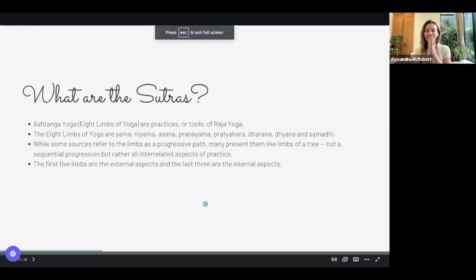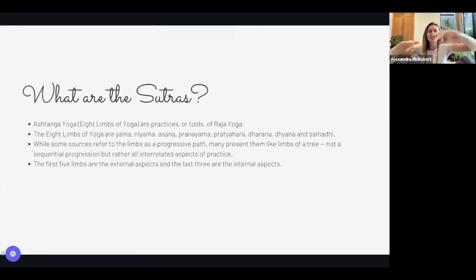There we go. Okay, so what are the sutras? So Ashtanga yoga, the 8 limbs of yoga, are the practices or tools of Raja yoga. Now, Raja yoga means royal yoga, and that is the foundation upon which a lot of modern yoga is based. There are several different lineages of yoga. There's Hatha yoga, Raja yoga, Bhakti yoga, Karma yoga, tons of different practices. And Raja yoga is what was outlined in Patanjali's Yoga Sutras.